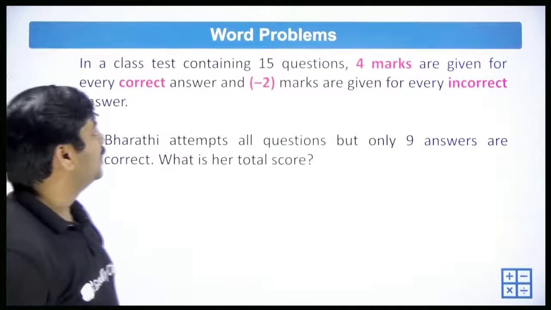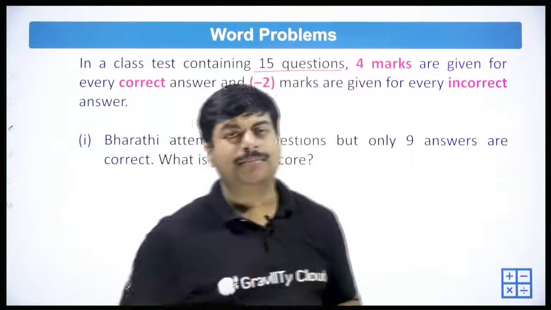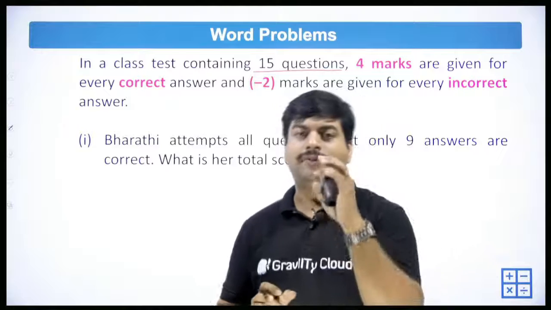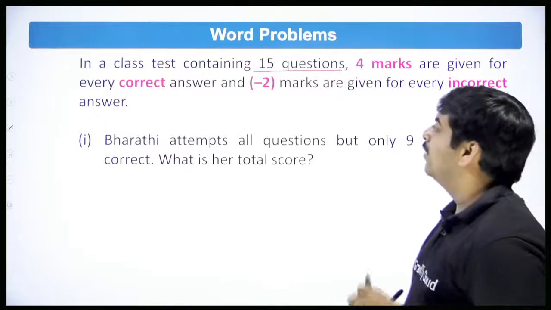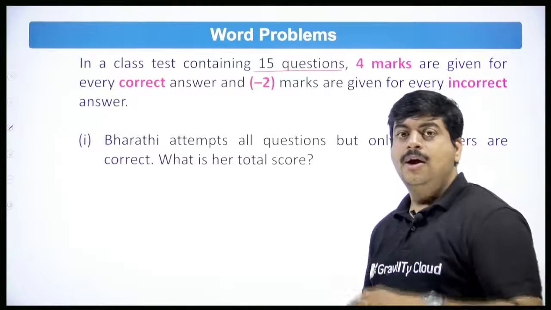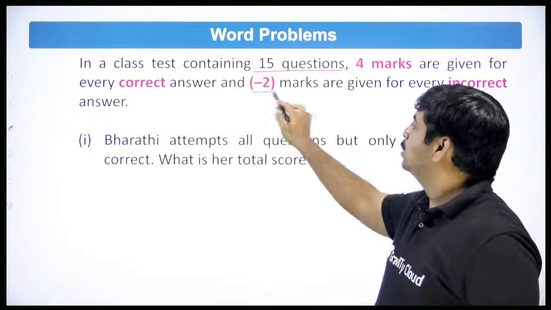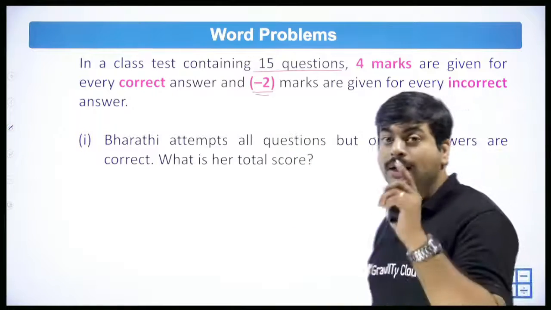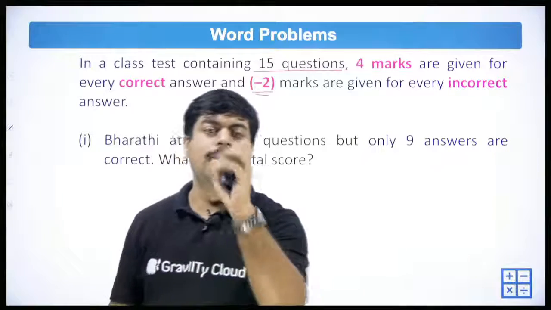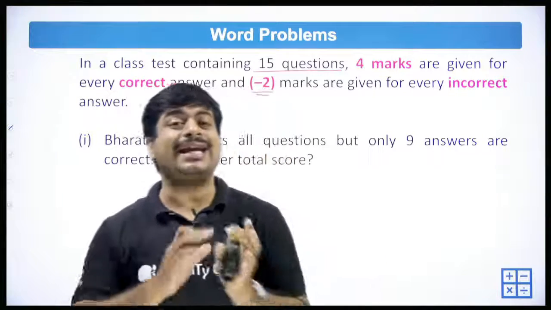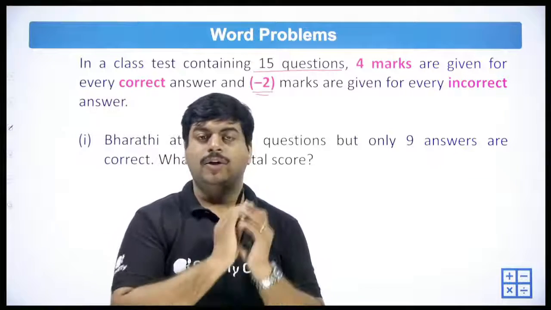In a class test containing 15 questions, you're writing an exam. The total questions you're having are 15. The point here is that 4 marks are given for every correct answer and minus 2 marks are given for every wrong, incorrect answer. It's not that you will get 0 marks for a wrong answer. Here you are having negative marking. Negative marking means if you write wrong, you will lose marks.